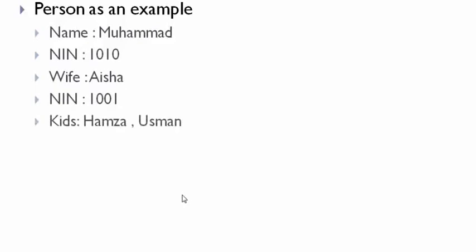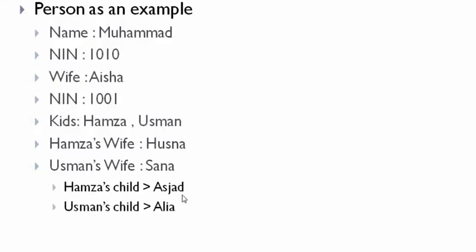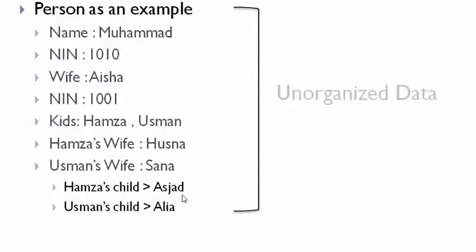Hamza and Usman are two kids of his. Hamza's wife's name is Husna, Usman's wife's name is Sana, and Hamza's child's name is Asjad, and Usman's child's name is Alia. So we have a bunch of information which is unorganized. And we need to organize information in such a way that we could extract the data of our requirement in future.